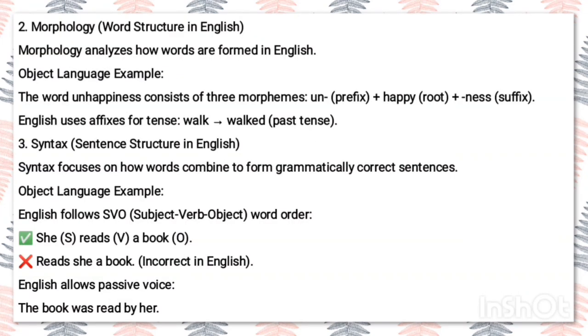Next one is morphology, that means word structure in English. Morphology looks at how words are formed and how their structure changes in English. Object language examples are, first one is morpheme. The word unhappiness consists of 3 morphemes: un is the prefix, happy is the root, ness is the suffix.